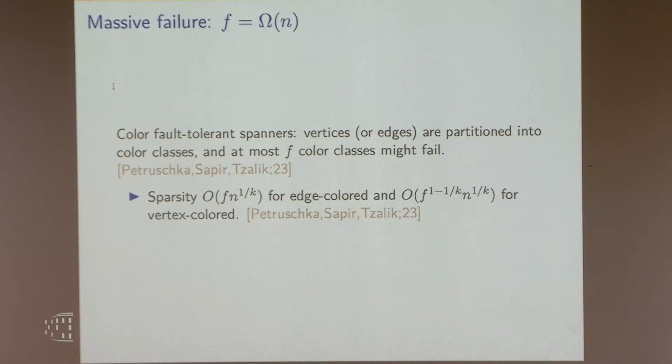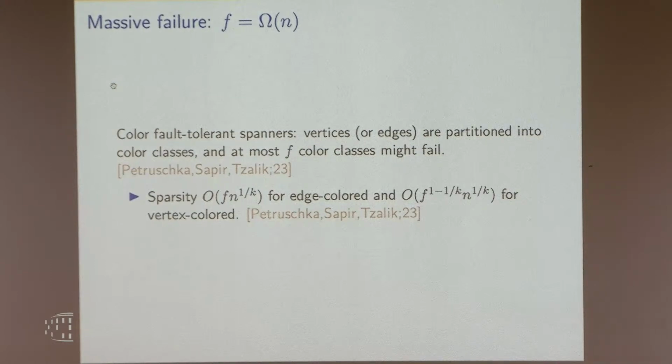So in graphs, there is, I think, a very interesting model of fault, which is the color model, where basically the vertices and edges are partitioned into color classes. It could be more than F color classes. It could be many color classes, and one color class could contain so many vertices. But in this model, at most F color classes fail. As long as at most F color classes fail, you can still do something non-trivial.